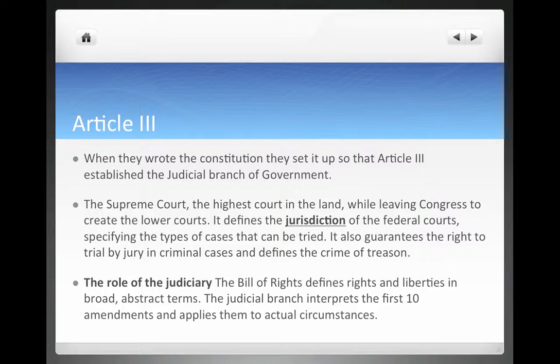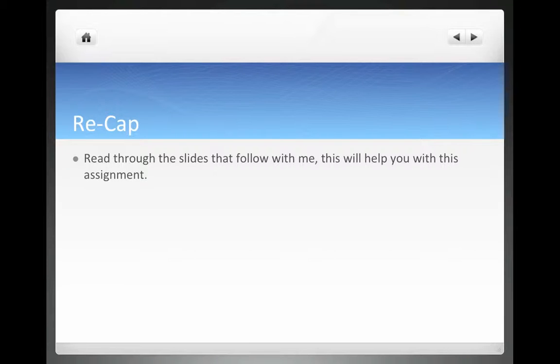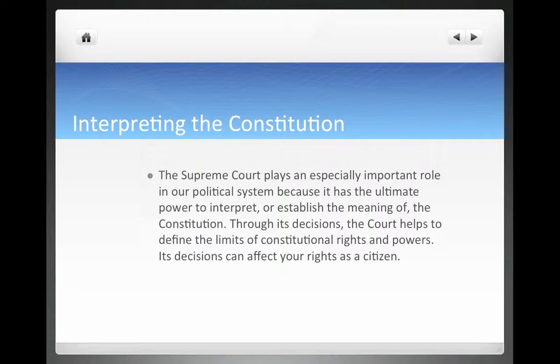The role of the judiciary: the Bill of Rights defines rights and liberties in broad, abstract terms, and what the judicial branch has to do then is interpret the first 10 amendments as they apply to actual circumstances. Okay, so this is where we're going to read through some of the slides that are going to help you with the project.